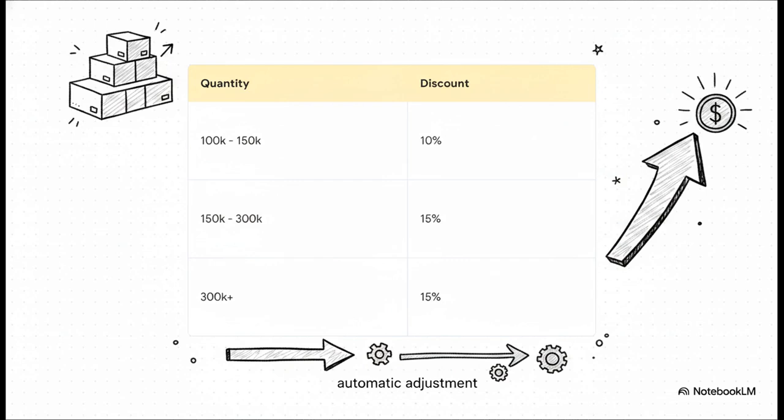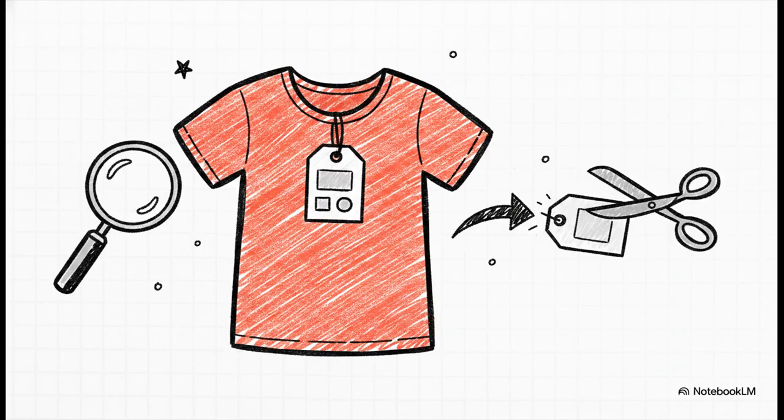If they push that order past 150,000, all the way up to 300,000 units, the system seamlessly drops it to a 15% discount. It's volume pricing on absolute autopilot. But wait, it gets better. You can also trigger attribute-based adjustments. This means automatically applying conditional discounts based on things like item size, color, or category, again, with zero manual calculations.